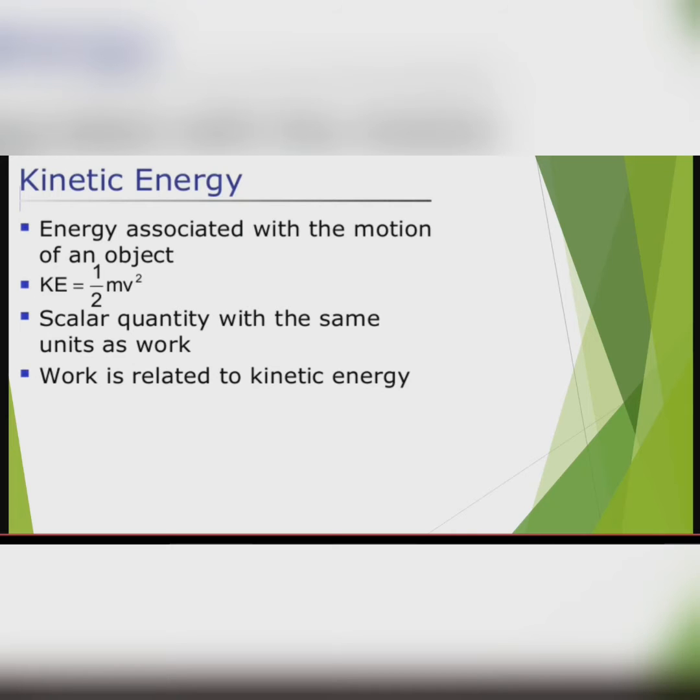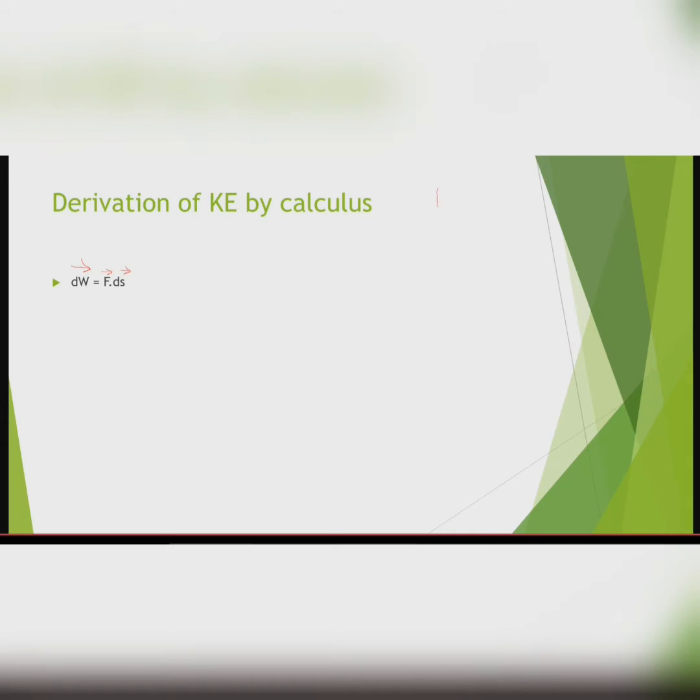We know that when the force is variable, the work done can be calculated as the integral of F dot ds, where ds is a small amount of displacement. So dW is equal to F dot ds, the small amount of work done. Suppose we consider a body of mass m at rest, and we apply a force F. This force F produces a displacement ds, and this displacement is in the direction of the force.